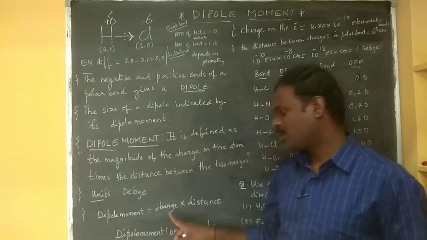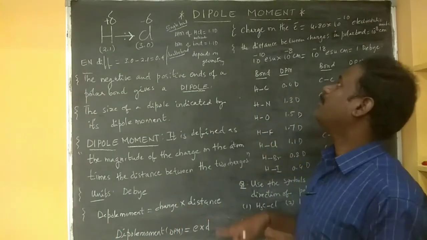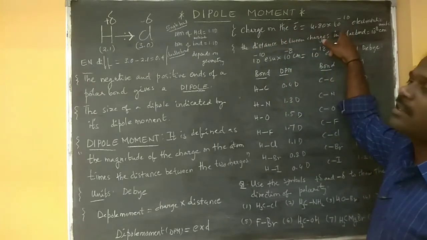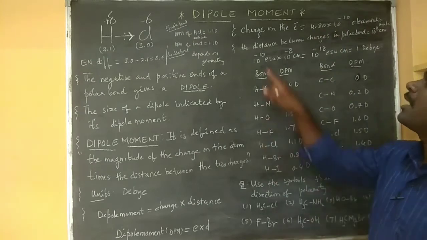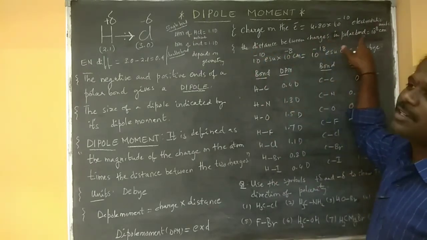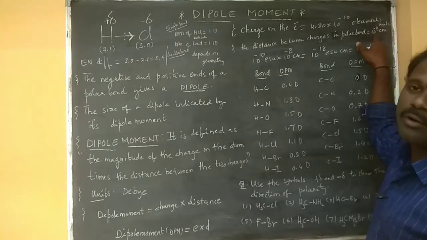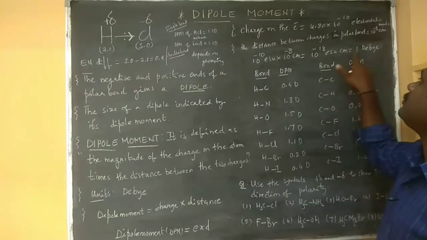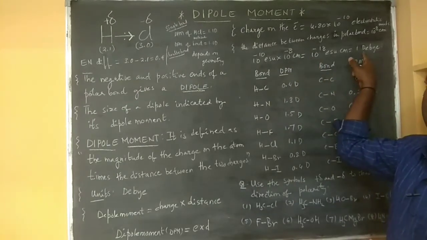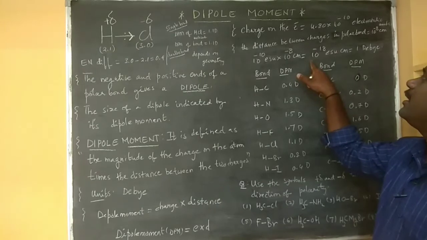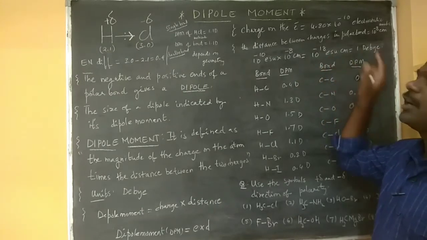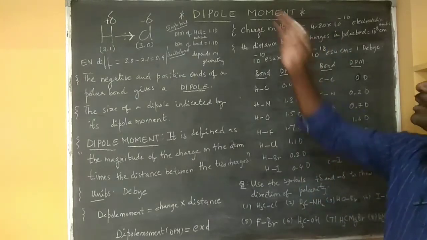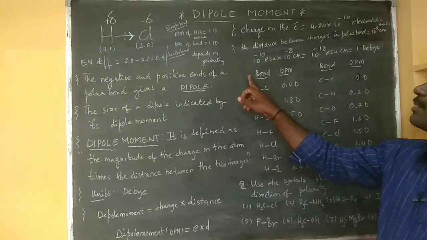So what is the formula? Dipole moment is equal to charge into distance. The charge on the electron is 4.80 into 10 to the power of -10 electrostatic units, and the distance between the charges in a polar bond is 10 to the power of minus 8 centimeters. By multiplying these two, we get 1 dB value. 1 dB is equal to 10 to the power of minus 18 electrostatic units into centimeter. So this is about dipole moment, and we will see other examples.